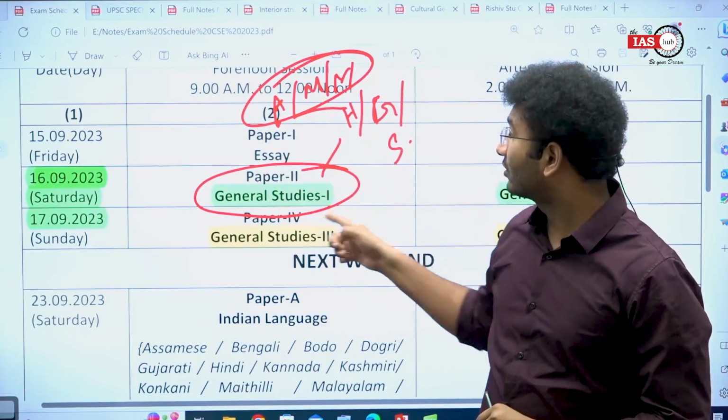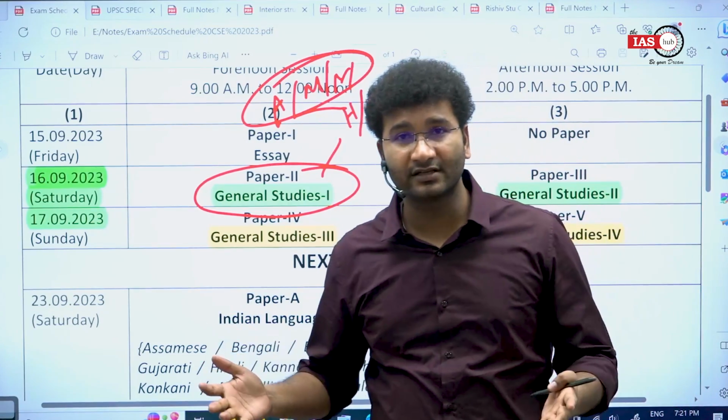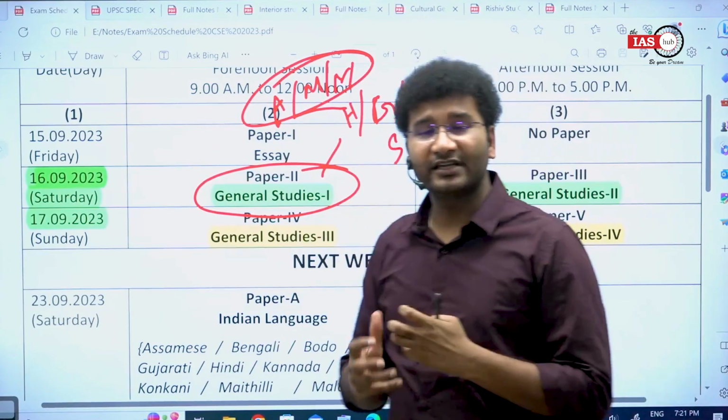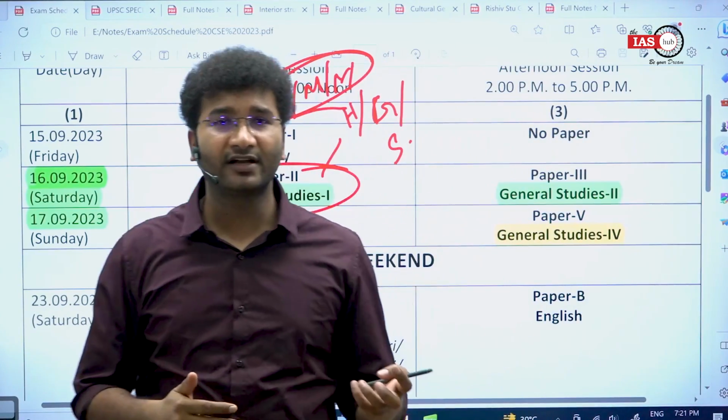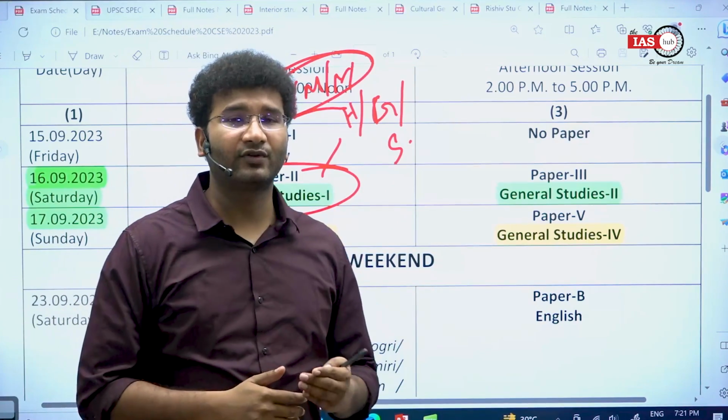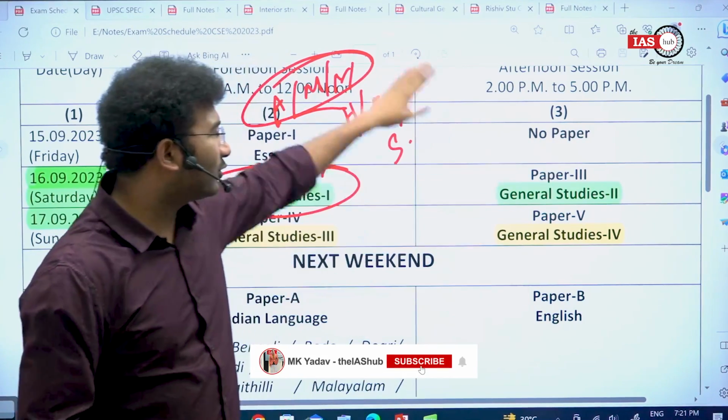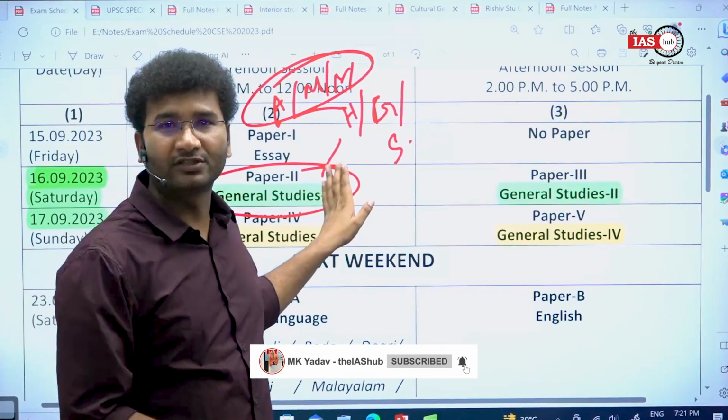Now come to geography also. Geography is also a very vast subject. Come to society. Society has too many current affairs and schemes. Now, a lot of examples you have to recall. All this is quite possible only when you have good notes.